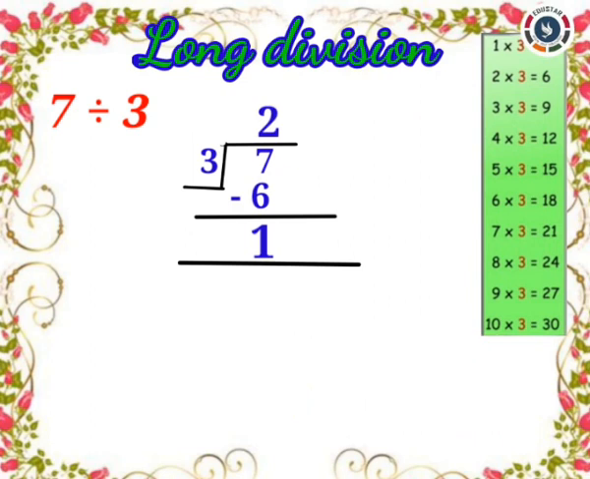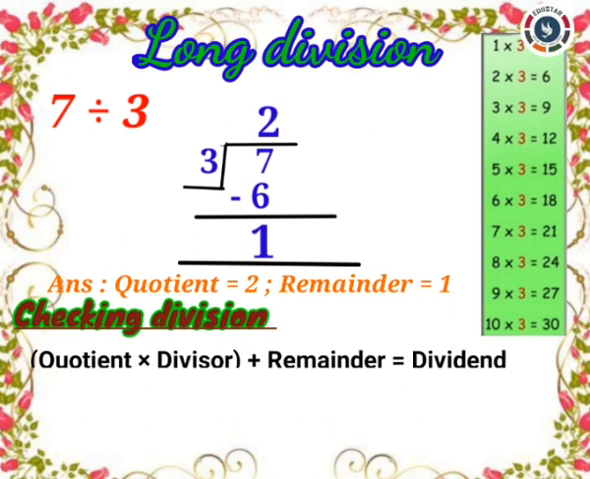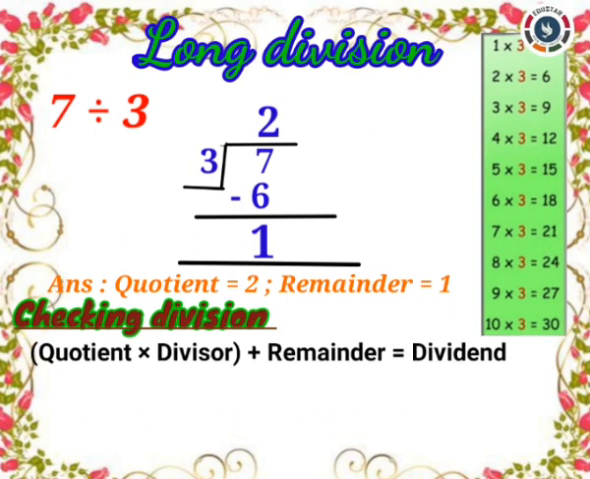Now we have done the division. So we write this as 7 divided by 3 is equal to 2 and remainder is equal to 1. Now let's check if our division is correct or not using this formula. Quotient into divisor plus remainder is equal to dividend. That is 2 into 3 plus 1 is equal to 7.